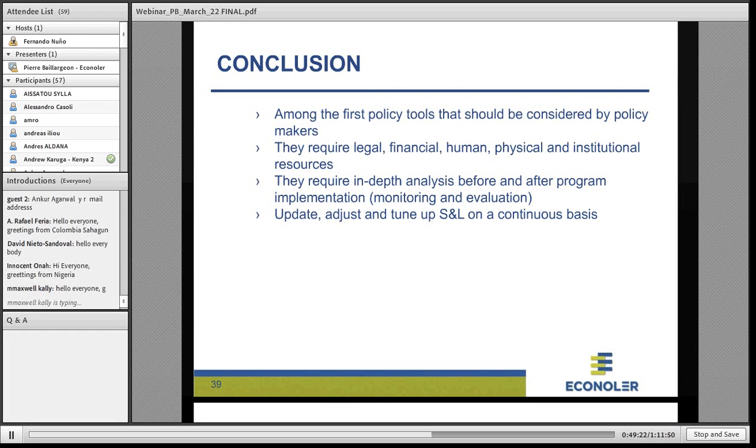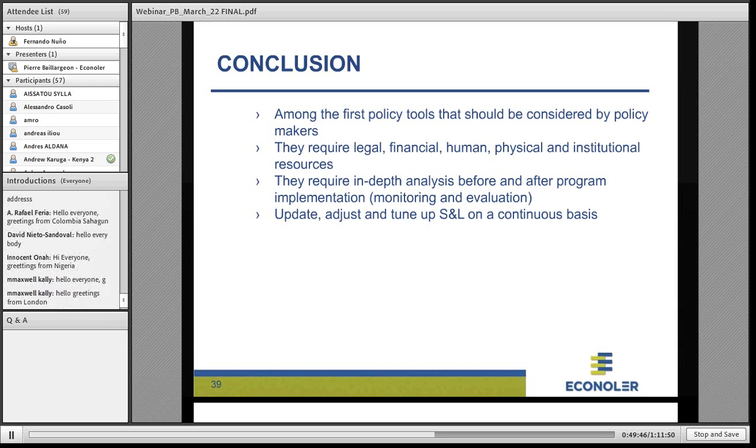So don't underestimate the level of analysis and thinking that is required. It's never a copy and paste effort to introduce standards and labeling, even if there is a lot of information and experience available. You always have to think about local conditions and customization before implementing such a program.